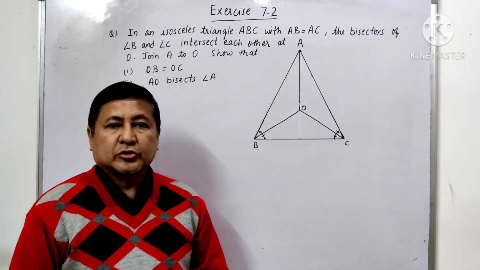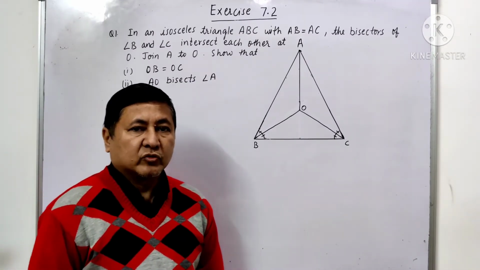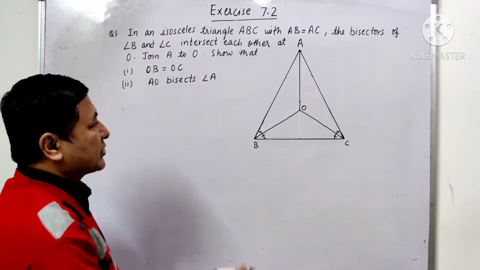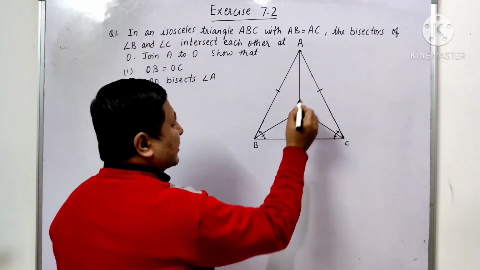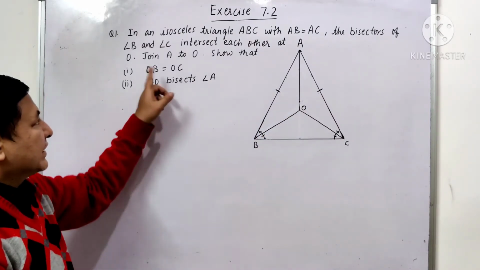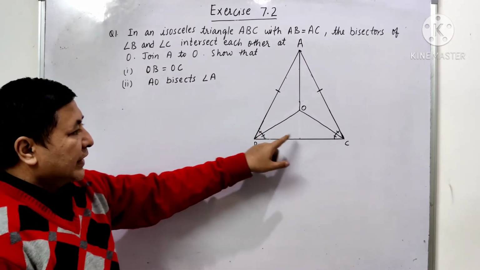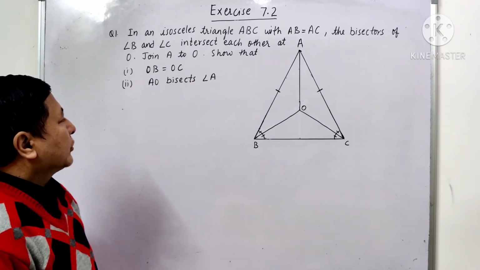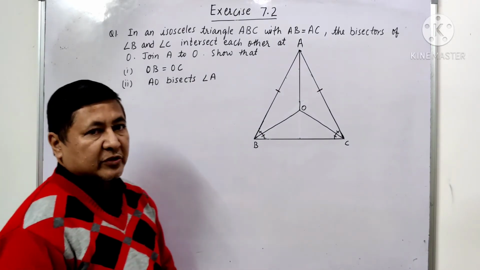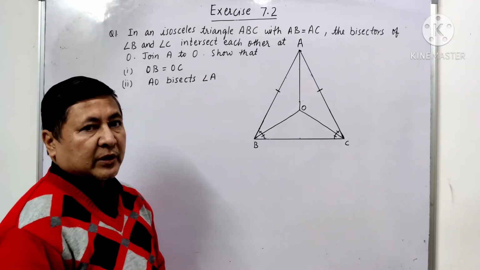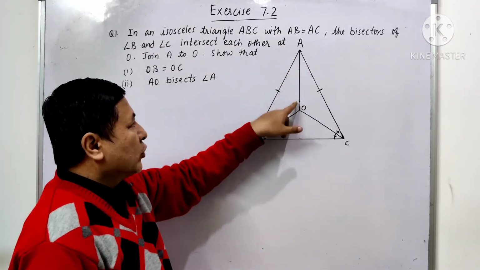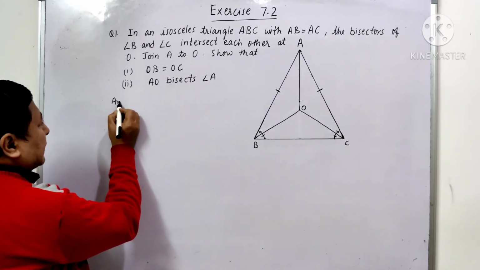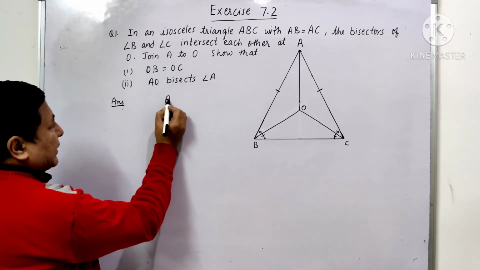Now let us solve question number 1 of exercise number 7.2. In an isosceles triangle ABC with AB equal to AC, these two sides are equal. The bisectors of angle B and angle C meet at O. Join A to O. Show that OB is equal to OC. We have to prove that OB and OC are equal, and also we have to prove that this AO bisects angle A.